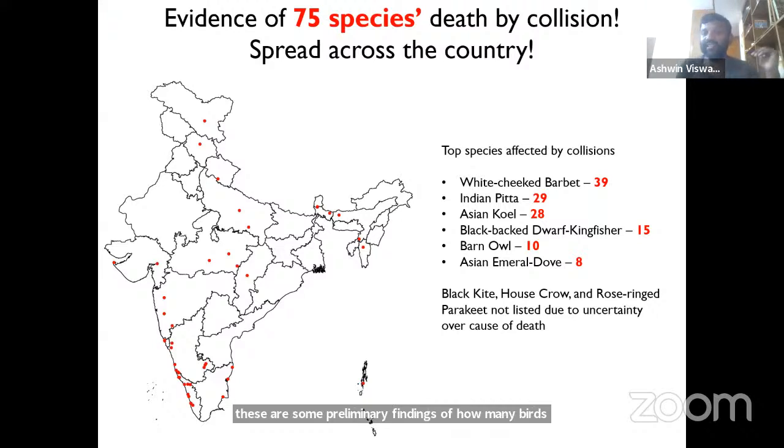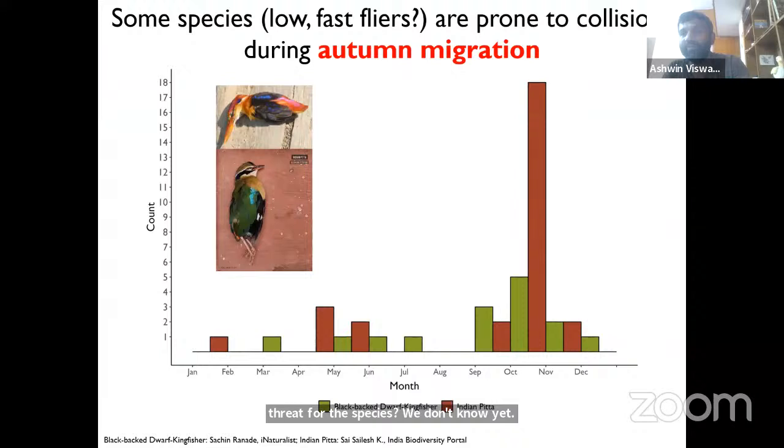And it looks like some species like Indian pitta, quail, white-cheeked barbet, and oriental dwarf kingfisher are especially impacted by glass and collisions. Does this mean that it's a big threat for the species? We don't know yet. But what we know is that in autumn, this is when species are most impacted. This is when pitta and oriental dwarf kingfisher, two very beautiful birds, are killed the most. And you can see here in November, almost 18 pittas in this data set have died from collisions with glass. And this is during the migratory period, so these birds become especially prone during the migratory period.